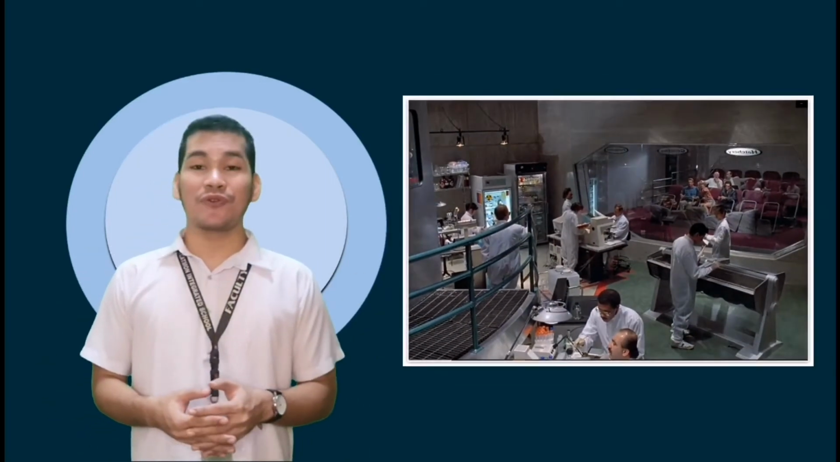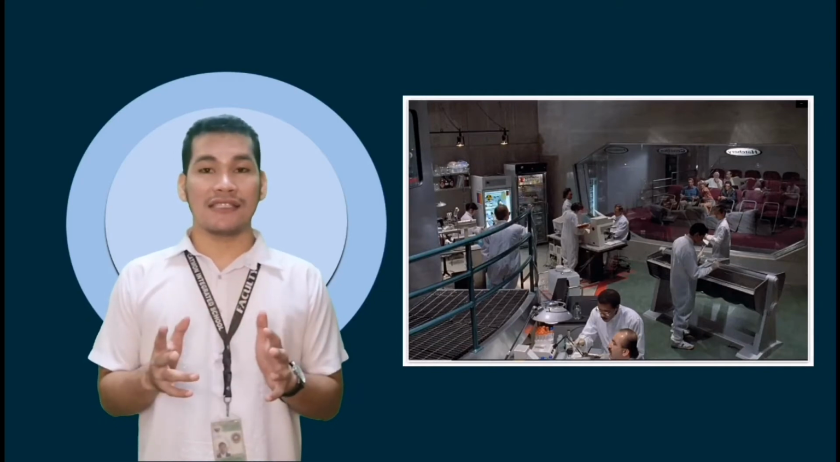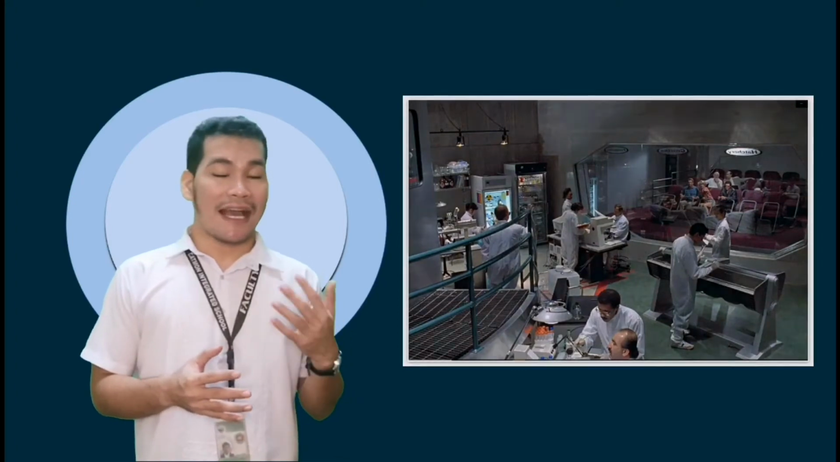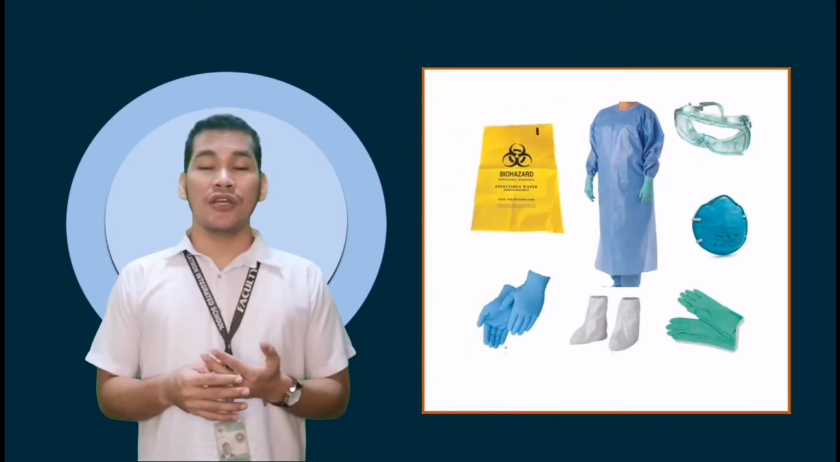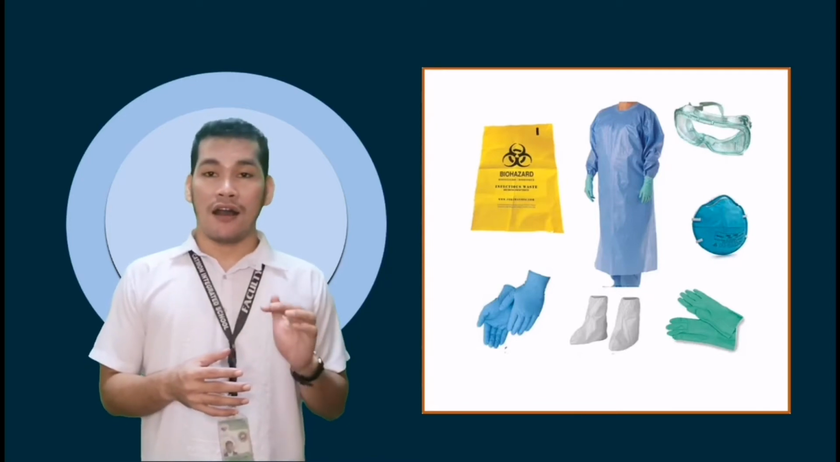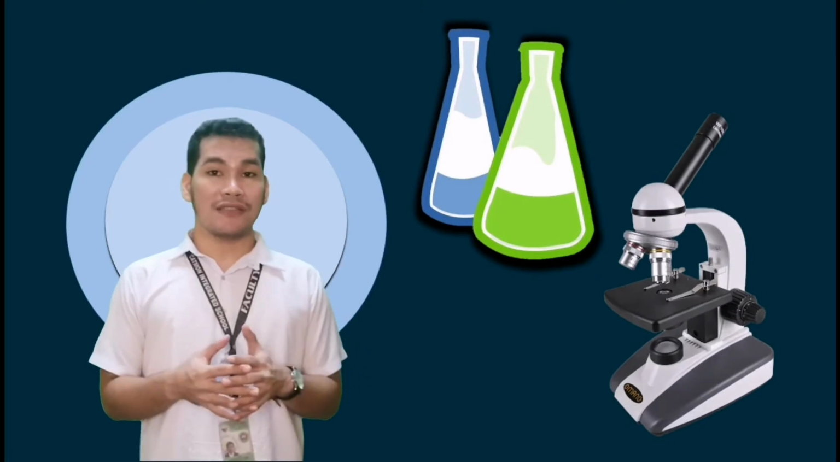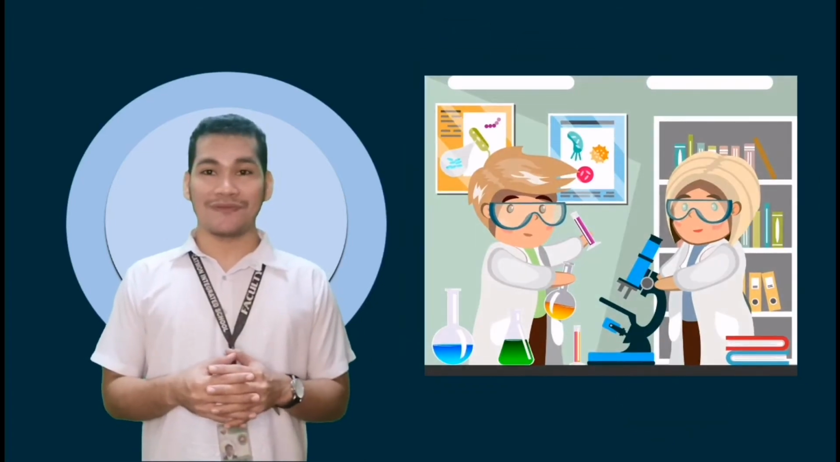Just like in the egg incubation laboratory room, you can see that these scientists are wearing personal protective equipment while doing their job or experiment. They have gloves and are wearing laboratory gowns. You can also see test tubes, a microscope, and other tools and equipment, just like when you are in your science laboratory room.